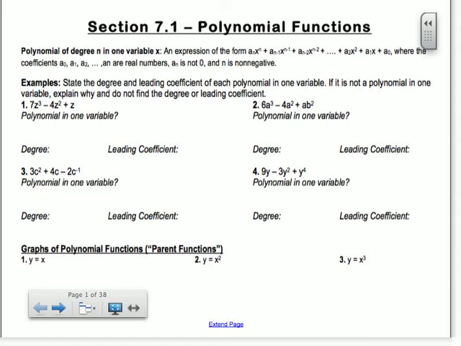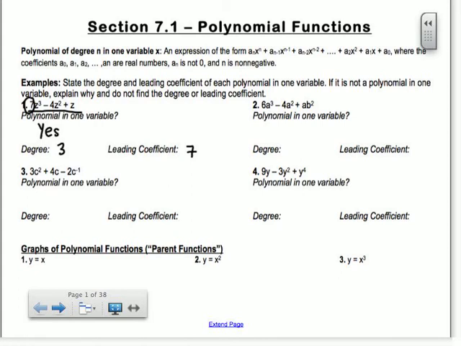All right, so state the degree and leading coefficient of each polynomial in one variable. If it's not a polynomial in one variable, explain why and do not find the degree or the leading coefficient. So number 1, I have 7z cubed minus 4z squared plus z. Is it a polynomial in one variable? Yeah, there's only one variable, and we didn't have a negative exponent, so yes. Its degree is the highest exponent, so the degree is 3. And the leading coefficient is the number out front. Notice how it's in descending order, like I had 3, 2, 1 for my powers. So my leading coefficient is 7.